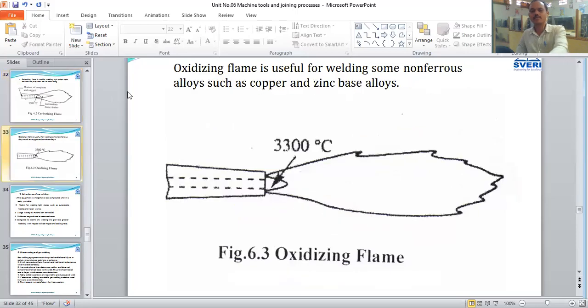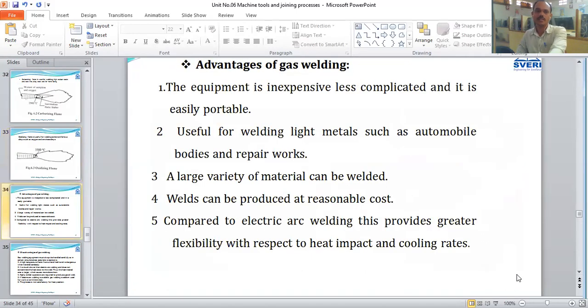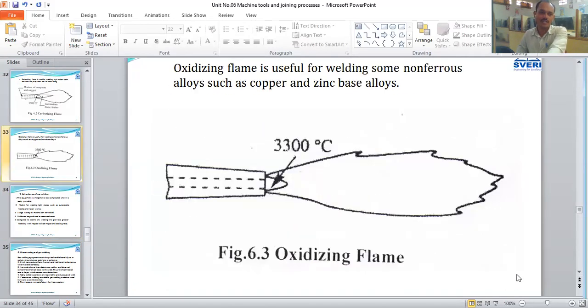Okay, so this is carburizing, and the last one is the oxidizing flame. The oxidizing flame is useful for welding some non-ferrous alloys such as copper and zinc-based alloys. It means where we are required to join such materials, at that time we can use this oxidizing flame. Here we get a temperature of about 3300 degrees Celsius. And these are the advantages that we have already seen.